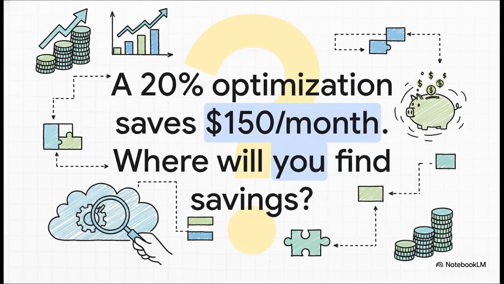So I'm going to leave you with this final thought. If you use the playbook we just talked about and found a 20% optimization, that would save you over $150 a month on this one feature. Now think about your own products. Go look at your dashboards. Where are you going to find your savings?